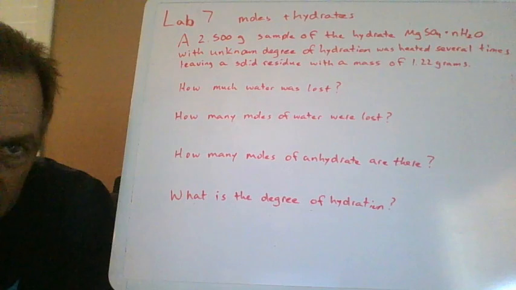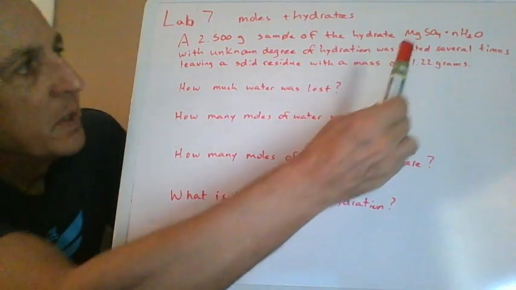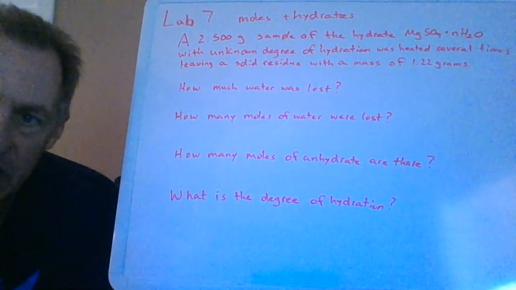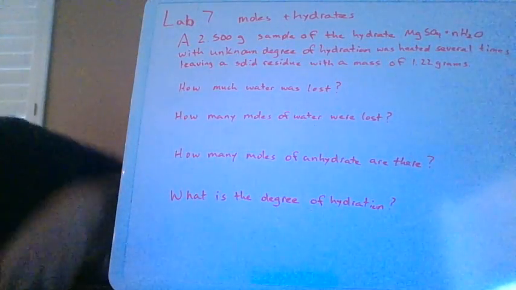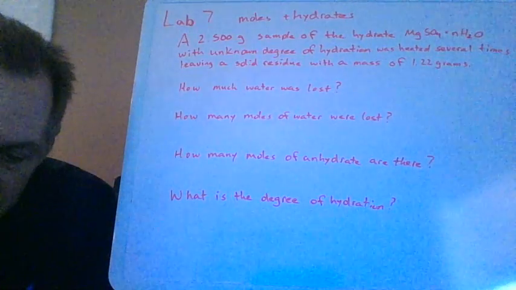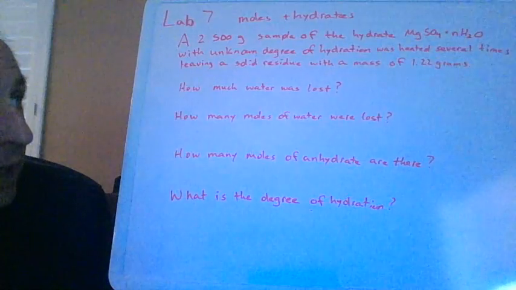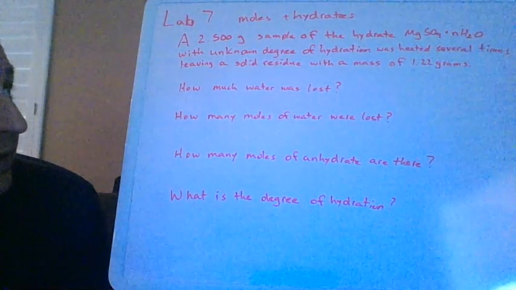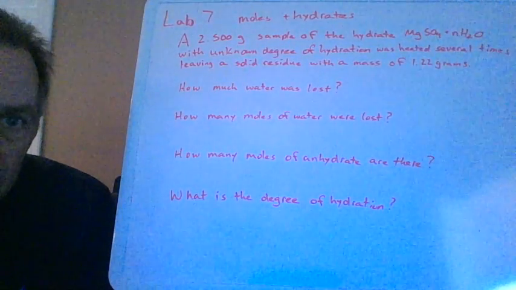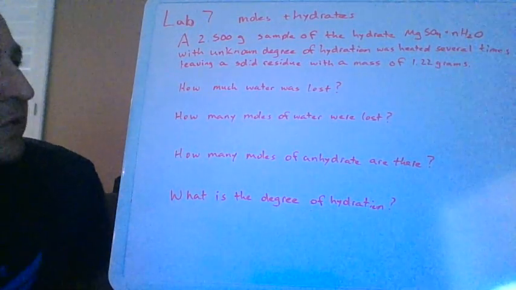So remember, a hydrate is something that has water kind of loosely bound to it. So here we have magnesium sulfate with some water molecules loosely bound to it. That's called the hydrate. Once those water molecules have been heated off or removed, then it becomes the anhydrate, right? So it says how much water was lost. The sample started out weighing 2.5 grams, and now it weighs 1.22 grams, so the mass that was lost equals the water that was driven off.